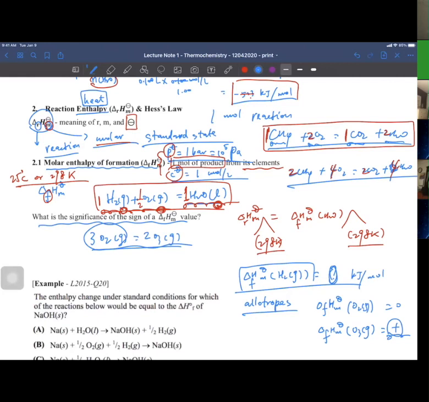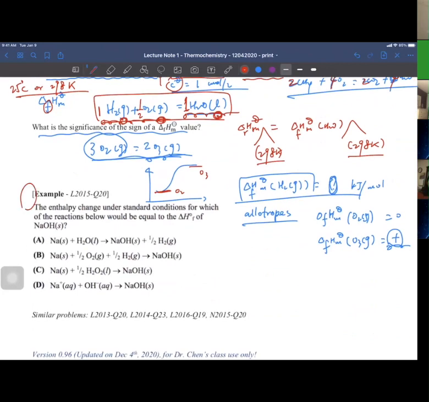If you change O2 into ozone, it will absorb energy, which means the energy profile will be like this. O2 is here, O3 is here. So O3 actually has a higher energy than O2. Higher energy means thermodynamically unstable, right? It's kind of like, if you are standing on the third floor, you are at more risk compared to standing on the second floor, right? Kind of an analogy.